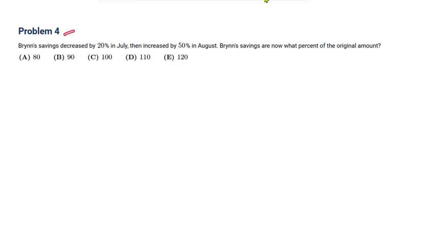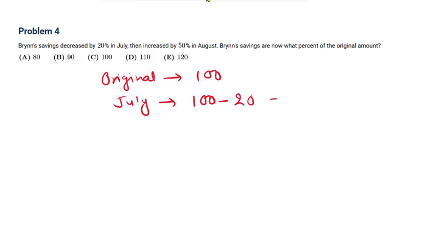Now problem number 4. Brian's savings decreased by 20% in July, and then in August, he increased it by 50%. Now the question is, Brian's savings are now what percent of the original amount? So to find, let's assume the original amount is 100. Now, in July, it is decreased by 20%. That means 100 minus 20, which equals 80.